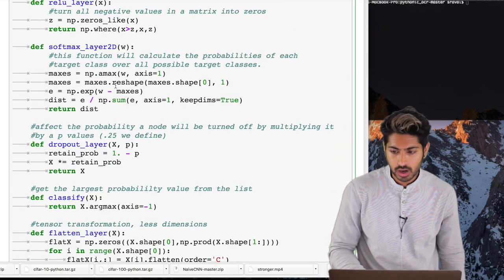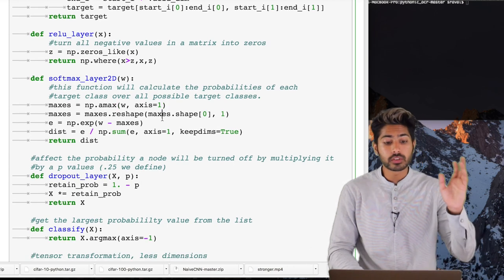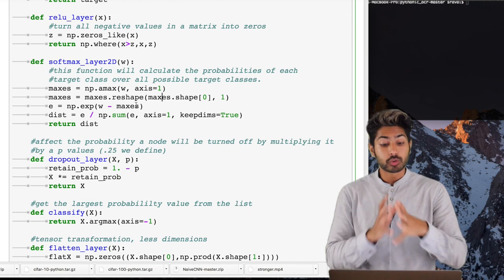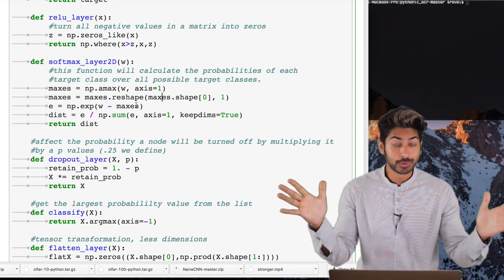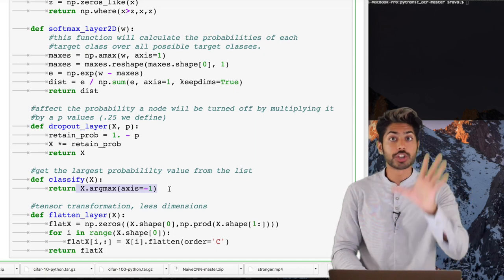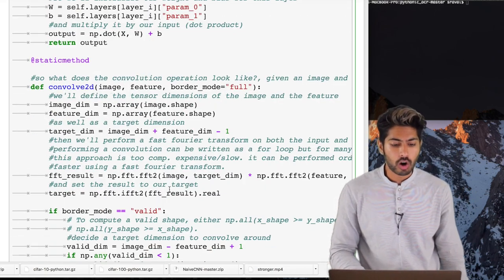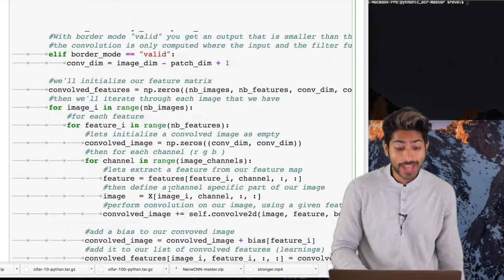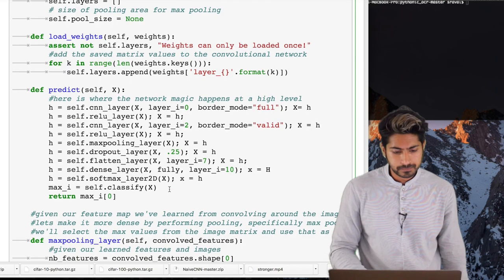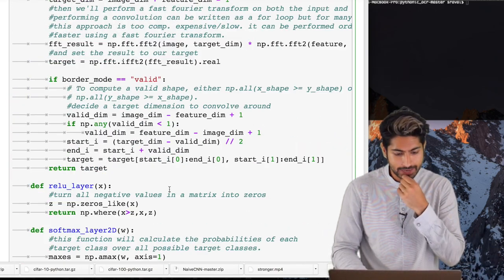Okay, so then for our softmax layer, and then we have classify. This is the formula for softmax, programmatically speaking. What it does is output a set of probability values, and then we classify those values by taking the argmax, the largest probability, and that is our output. Okay, so that is our forward pass through the network.